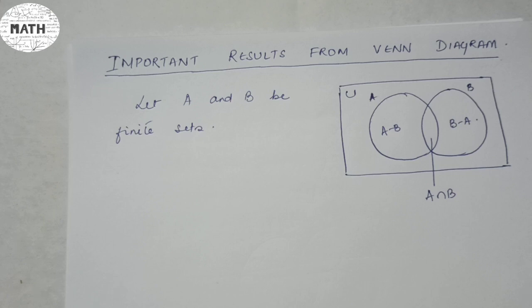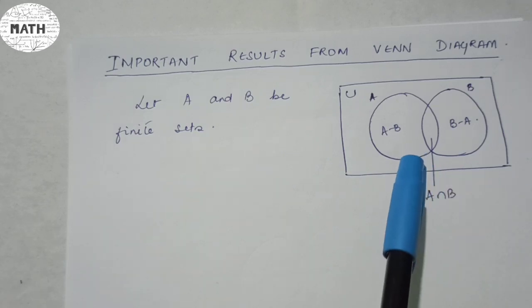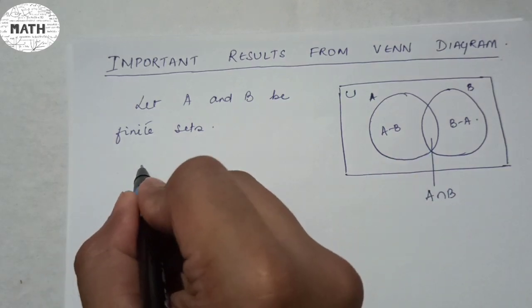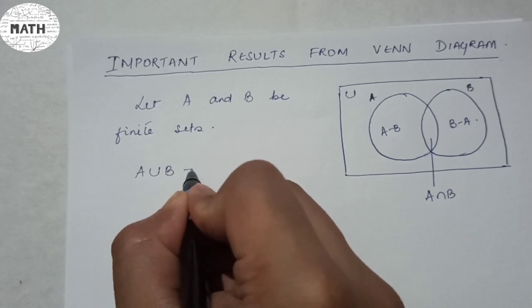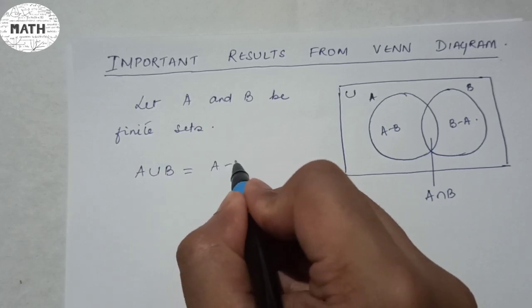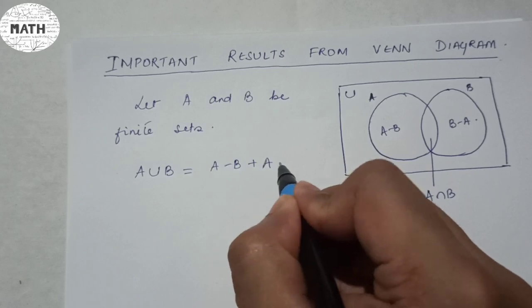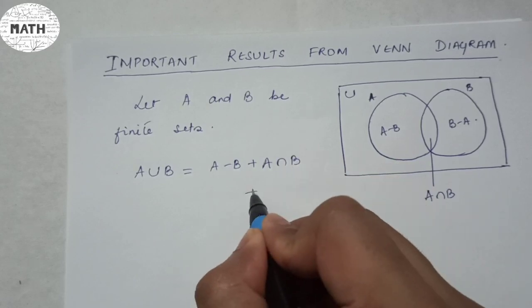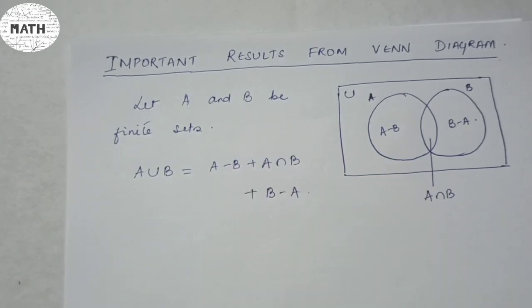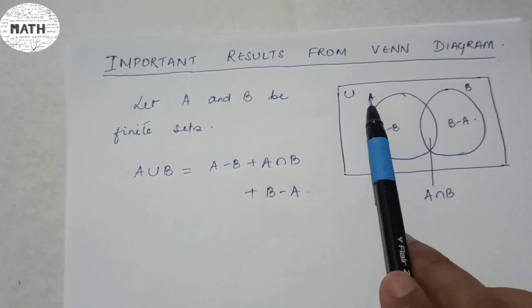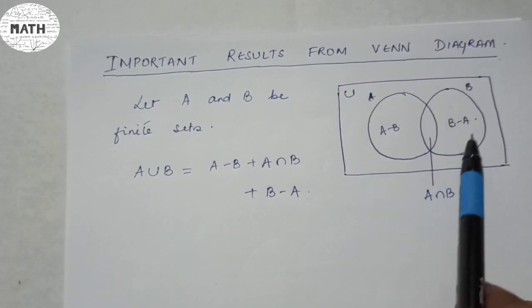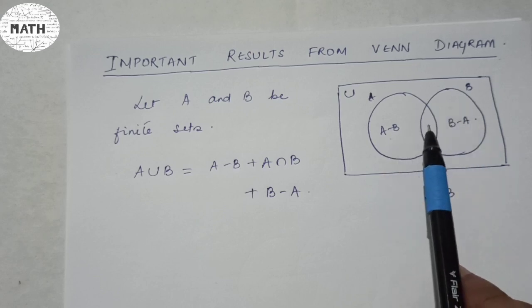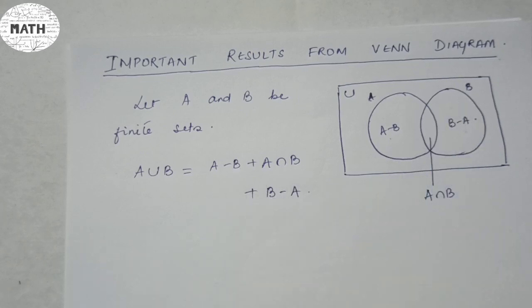As we have studied Venn diagram, after the Venn diagram come important results from Venn diagram, okay? If you look over here, I've already drawn a Venn diagram where A and B are any finite sets. In this Venn diagram, we can say clearly that A union B is nothing more than A minus B plus A intersection B plus B minus A. Because your A union B will be a combination of these two circles, right? So the combination of these two circles means this plus this plus this, which I've written here.